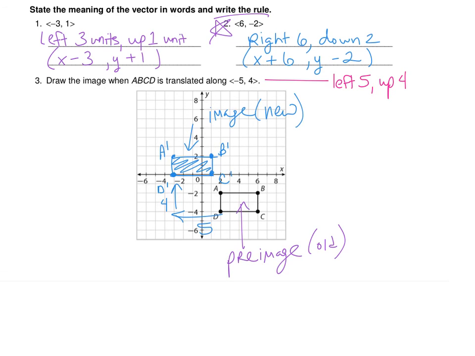And you might want to start getting in the habit of labeling each of those as well, just so that it's real clear of which is the pre-image and which is the image until you get the hang of it a little better.